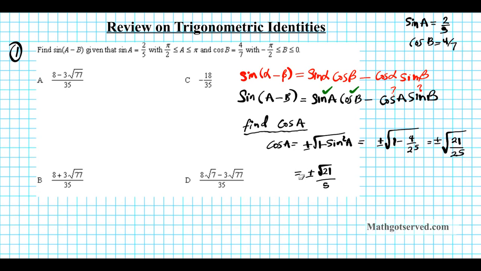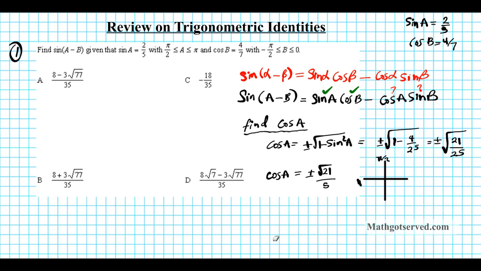Now, is this plus or minus for cosine? Well, we need to consider the quadrant that this angle resides in. So A is between pi over 2 and pi. Let's determine what that is with a sketch using our quadrants. So we have pi over 2 up here, and this is pi. And this is where angle A resides. Let me not put a letter there because that might be confusing.